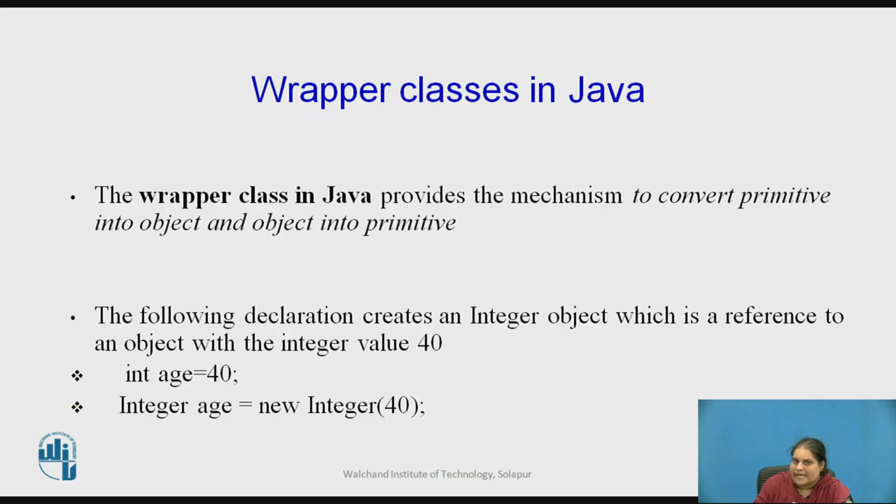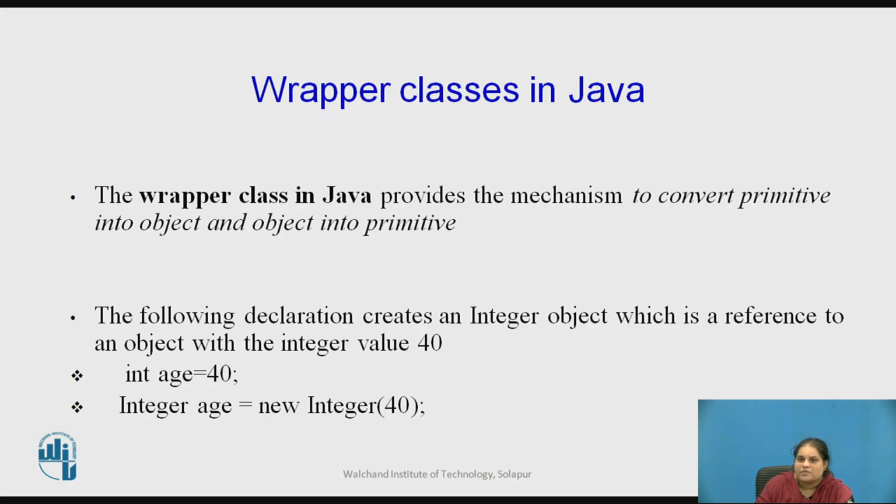Here is one example. The following declaration creates an object with the integer value 40. Here, int age = 40: int is my primitive data type, age is my variable name, and 40 is the value we store in the age variable. But in the case of the wrapper class, how do we represent that? We use Integer, a class present in the java.lang package. Integer age = new Integer.